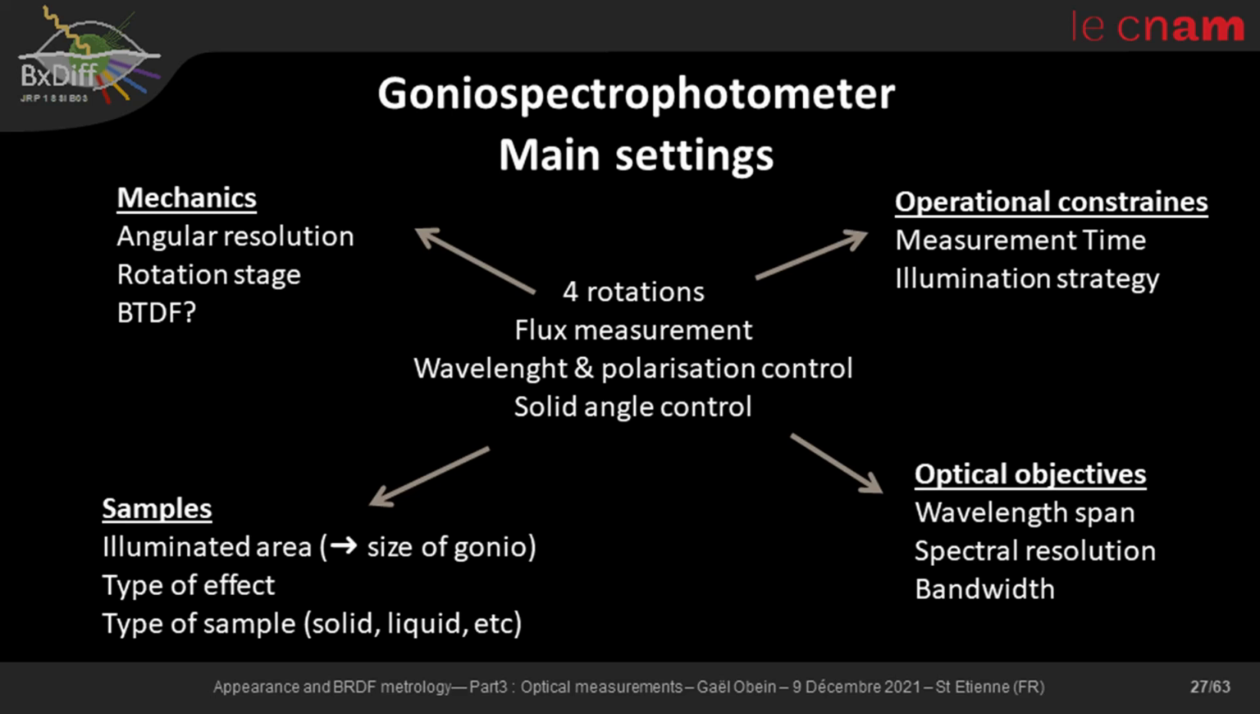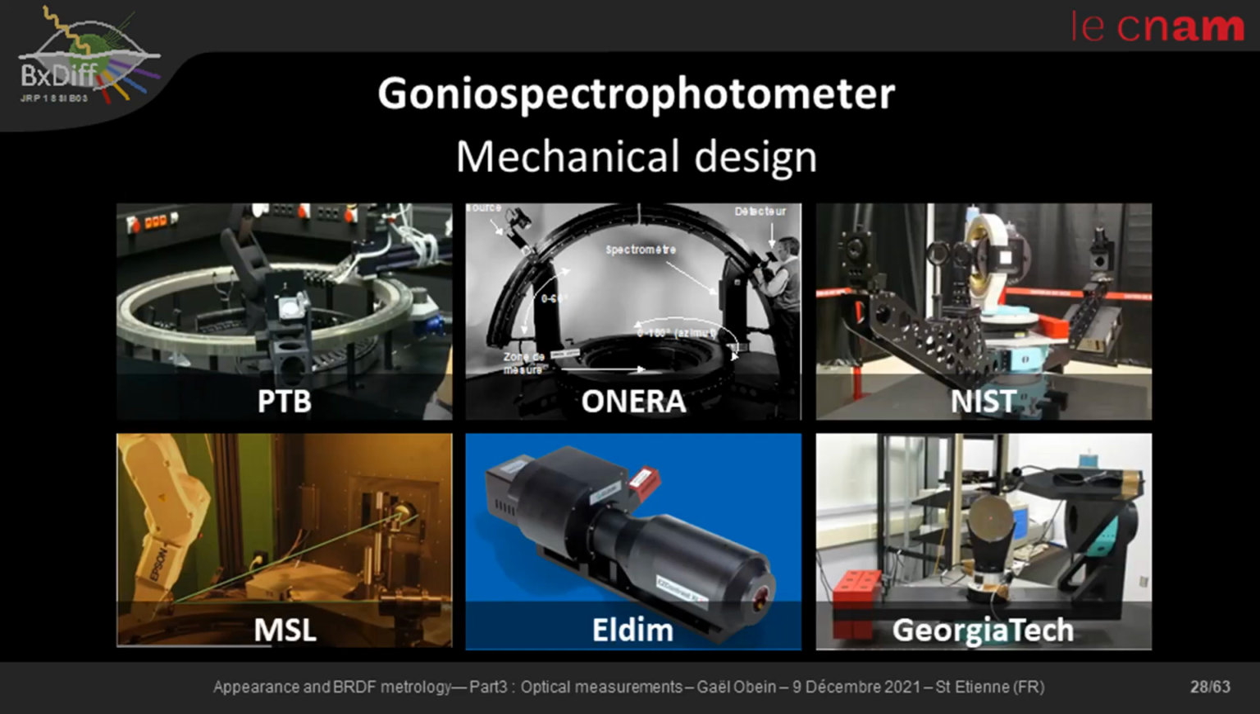And also for the optical parameters, what kind of wavelength are you looking for? Is it just visible or is it infrared? Visible, UV, it's not the same detection, it's not the same problems also in terms of stray light and everything. And what is the bandwidth? What is the spectral resolution you need? It's not the same for color and for gloss, for instance. All those questions you will have to ask yourself before you start to build your gonio. And I will go over all this quickly.